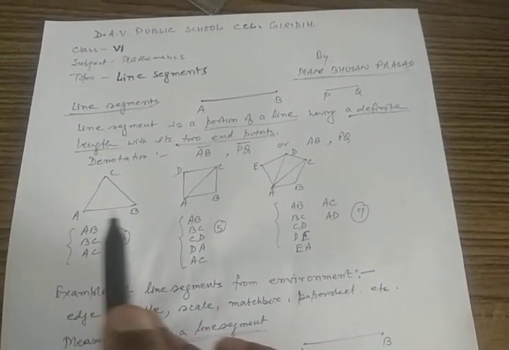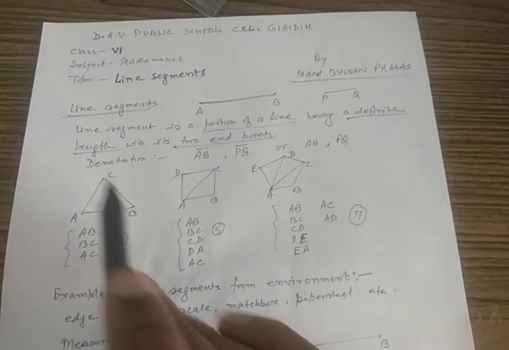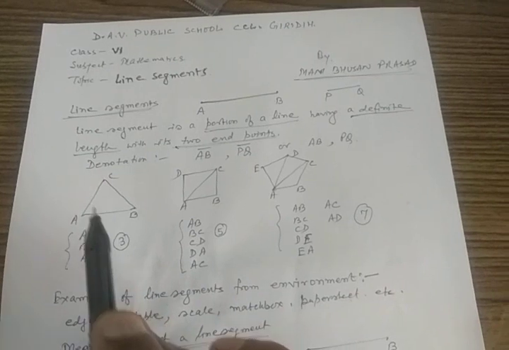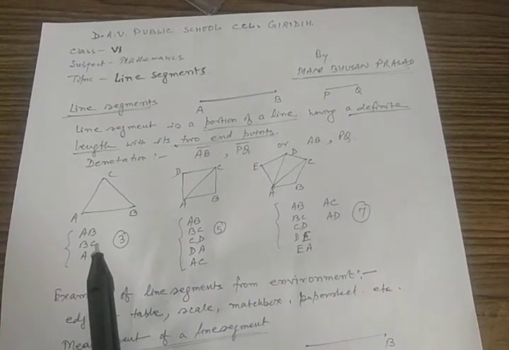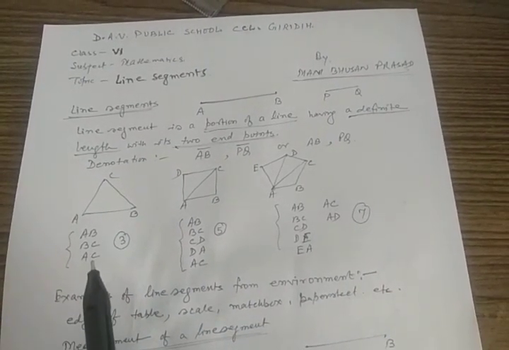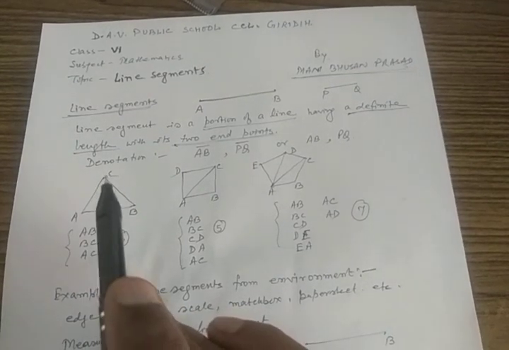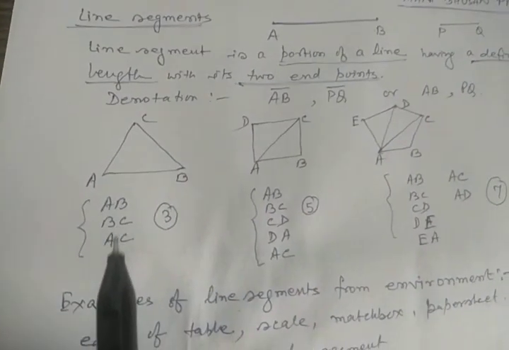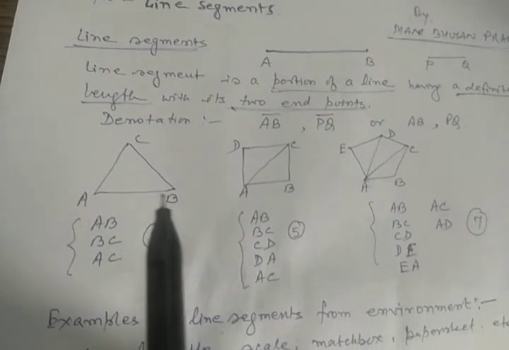See this figure. It is a triangle. How many line segments does it have? 1, 2 and 3. What are the names? AB, BC, AC. You can write CA, no problem. You can write CB also, correct. So just see, what are the line segments? AB, BC and AC. How many line segments? 3.